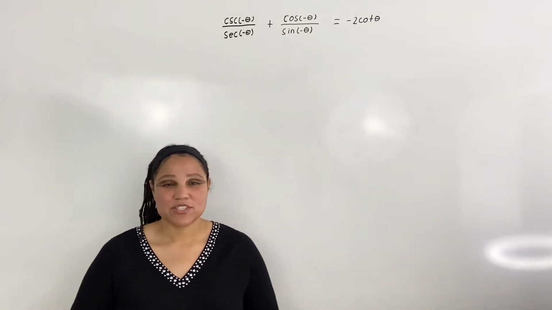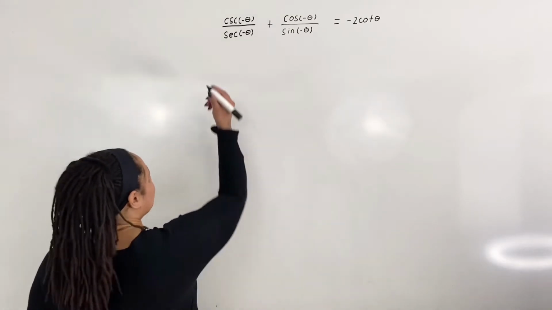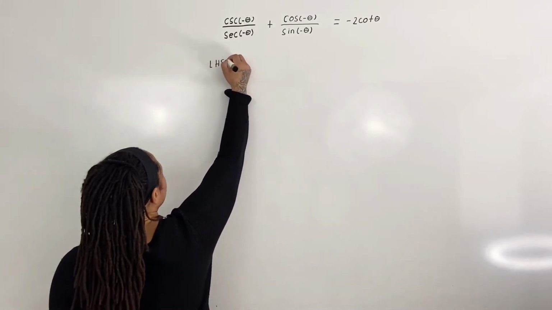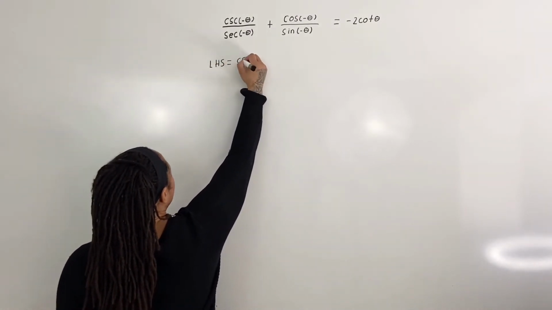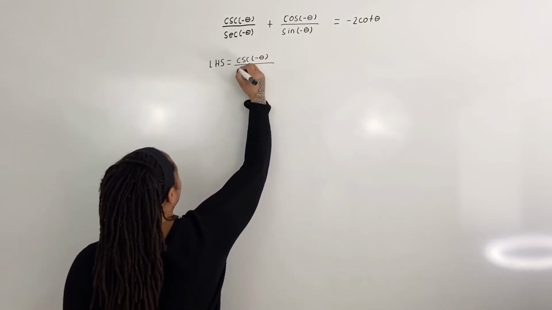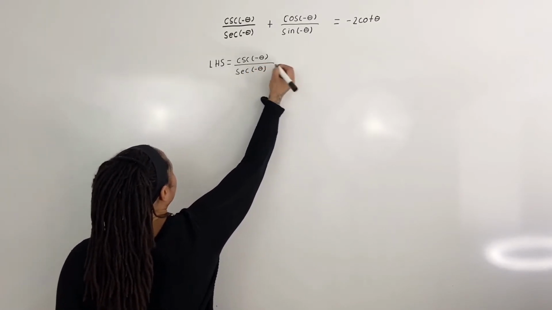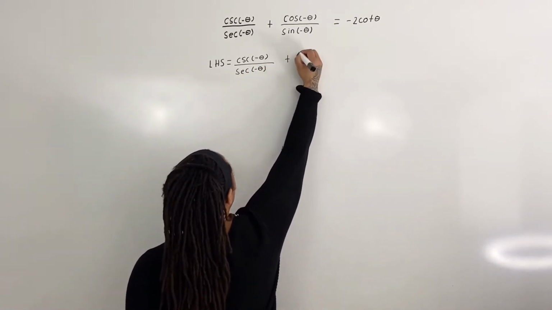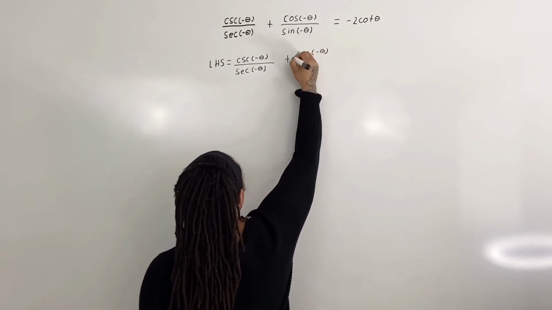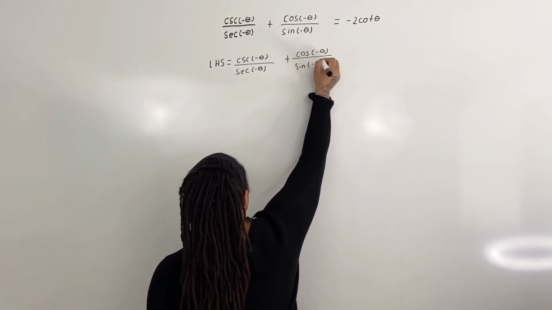So the first thing I'm going to do is rewrite the left-hand side of the equation. So the left-hand side is equal to cosecant of negative theta divided by secant of negative theta plus cosine of negative theta divided by sine of negative theta.